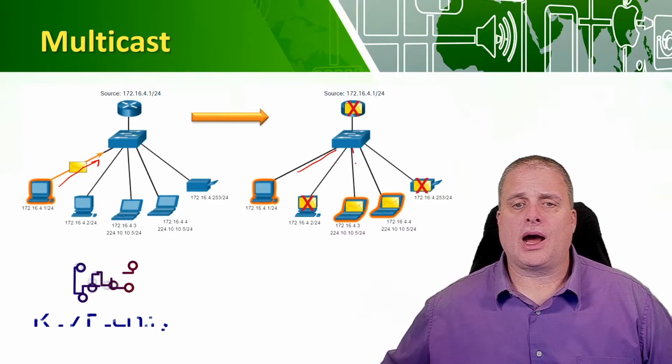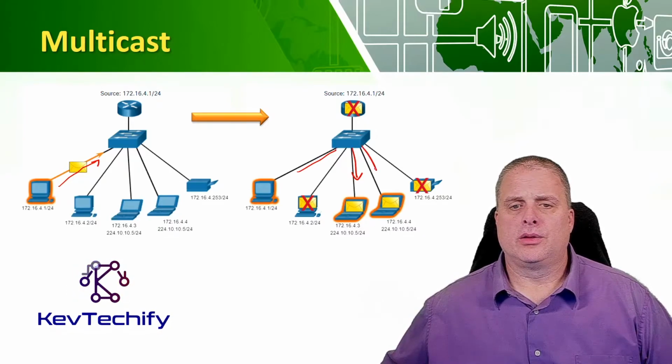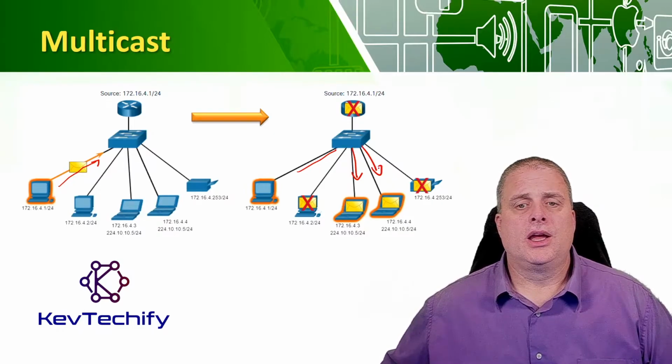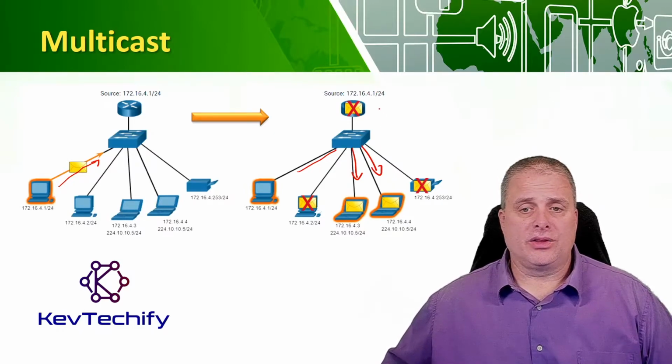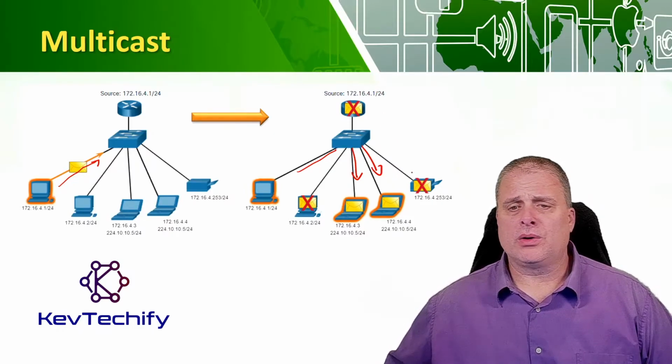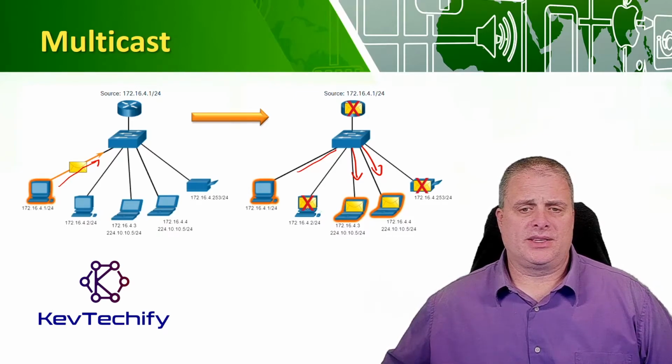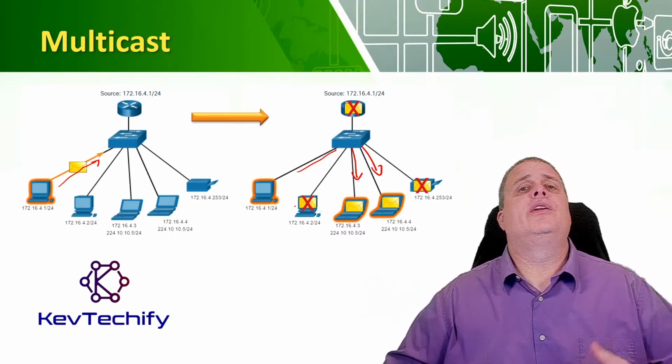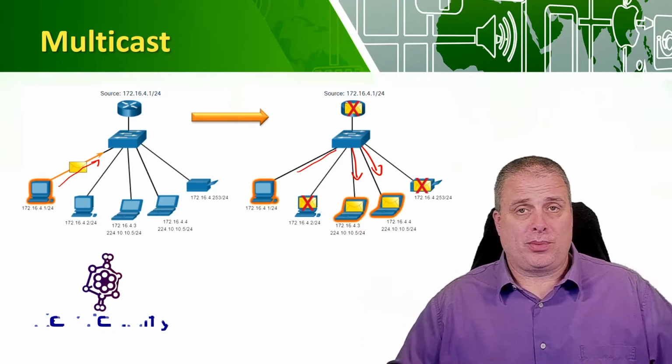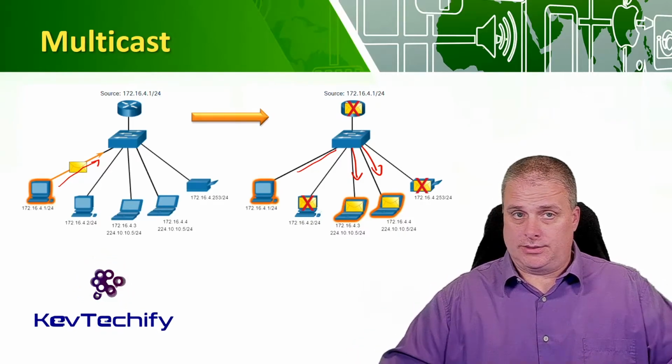It only goes out the ports or connections that the devices want to hear it. The other devices, the router, the switch, this desktop PC over here, don't want to hear that broadcast. They don't get that broadcast because that's how a multicast is.